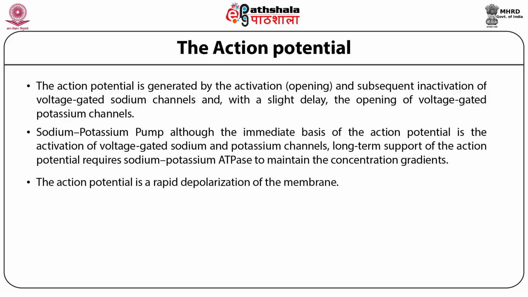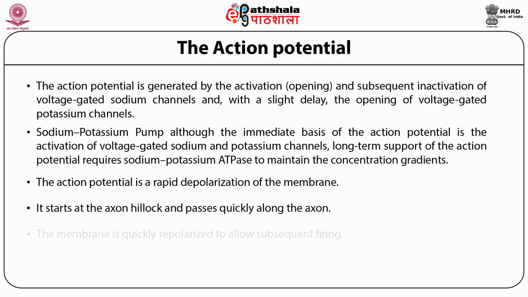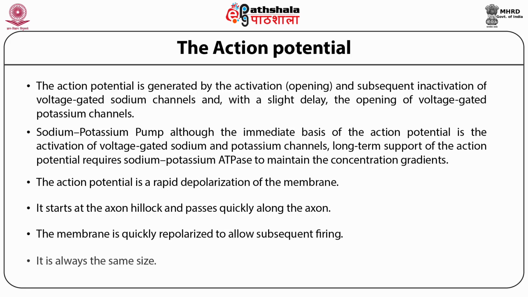The action potential is a rapid depolarization of the cell membrane. It starts at the axon hillock and passes quickly along the axon. The membrane is quickly repolarized to allow subsequent firing. It is always the same size. In this slide, I am talking about the neuronal action potential.